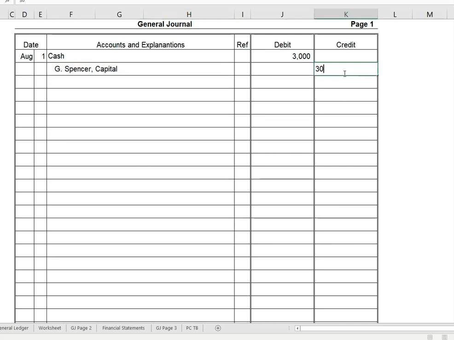And that is also for $3,000. Remember, debits have to equal credits, and our explanation is to record owner capital contribution. All right, excellent. Transaction number 1 recorded.